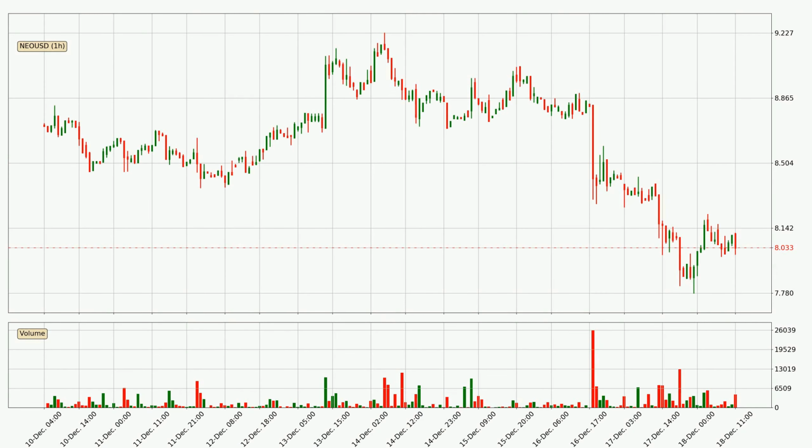Looking at the NEO hourly time frame, the price moved quickly to the downside with around 4.0% in the last 24 hours, with a current price of 8.03. We can see that the sellers are taking over because the volume was high, showing that this move was strong.